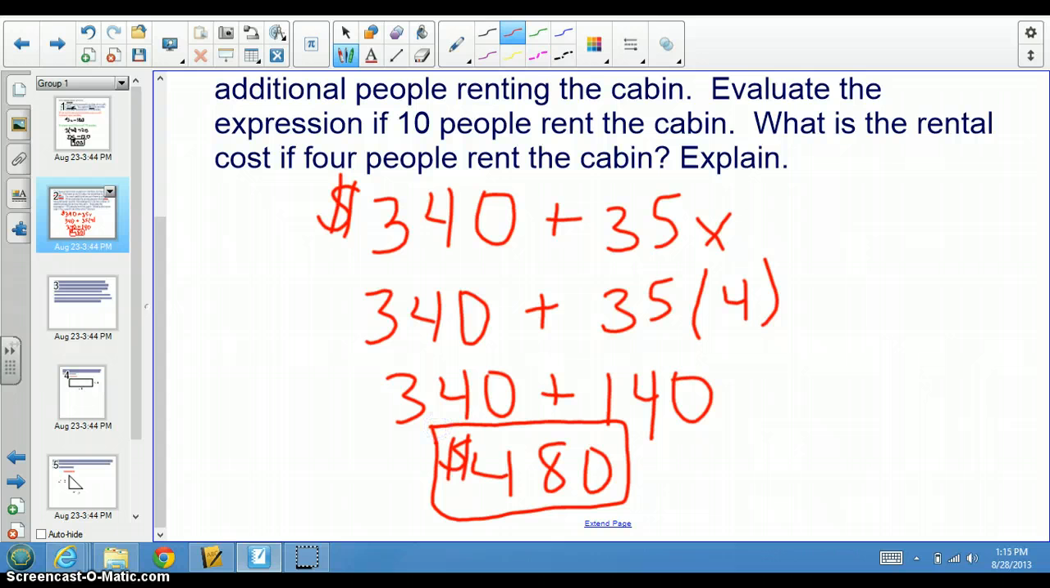So now, what is the rental cost if 4 people rent the cabin? The rental cost is still going to be $340 because this base price is including up to 6. They do not charge you less if you take fewer people.